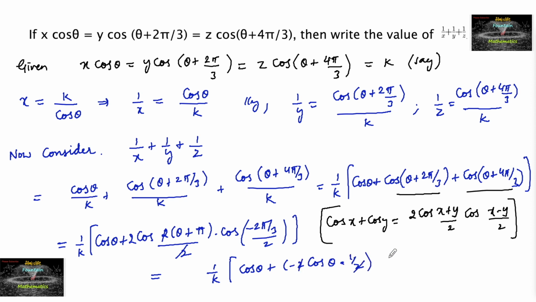So 2 and 1 by 2 get cancelled, so we have 1 upon k times cos theta minus cos theta, which is equal to 0. So we can give the answer: 1 upon x plus 1 upon y plus 1 upon z is equal to 0. Okay, thank you.